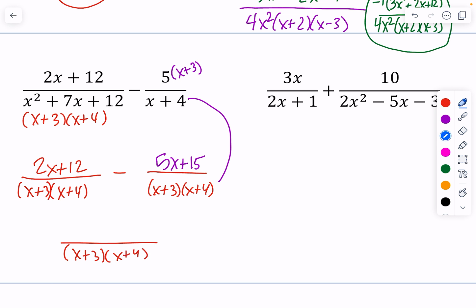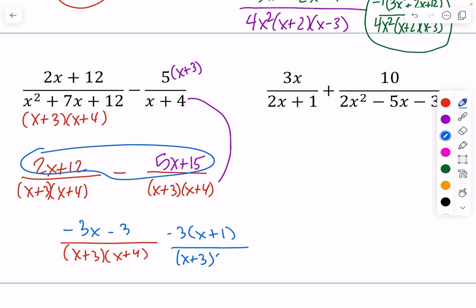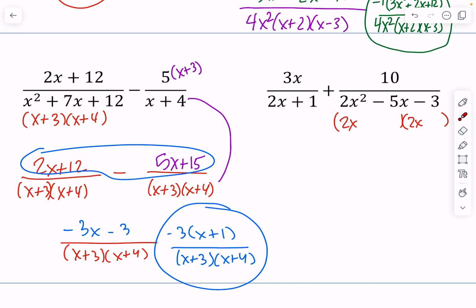Add like terms across the top. 2 minus 5 and 12 minus 15, in which case I'll GCF out a negative 3 to see if I could cross anything out, which I can't. Coefficient factoring here on the right. I'm looking to multiply something up to negative 6 and add up to negative 5. And at least one of those always will reduce. So here's my factoring before I've even started.